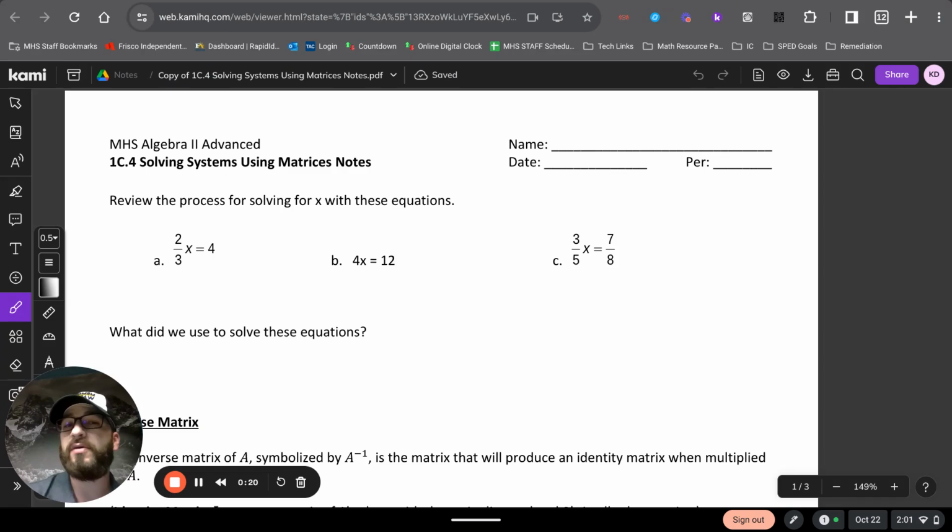Go ahead and pause the video, solve each of those for x, and then see if you can answer that question below. What do we use to solve these equations?